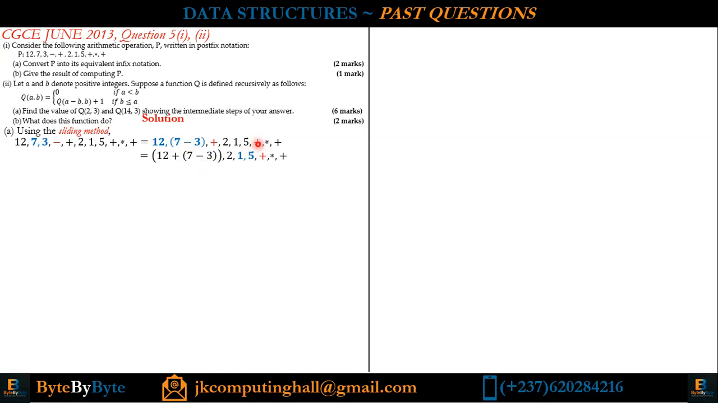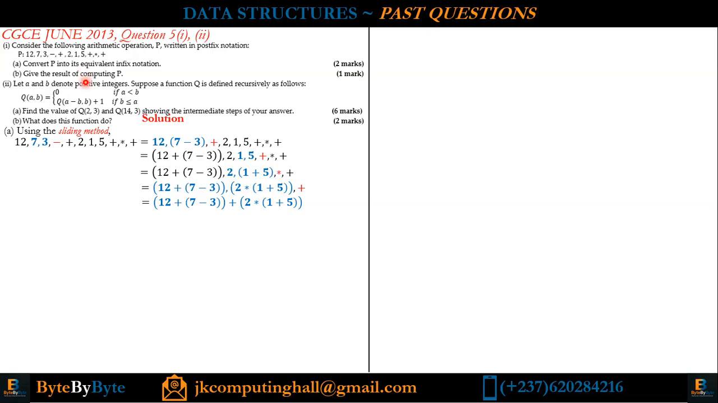Next, the sign now is plus, which goes with these two numbers. That's why you see them in blue. So when you operate these three, you're going to have 1 plus 5. After having 1 plus 5, now I have my multiplication, which is going to be operated on 2 and the result of 1 plus 5, which is what we get. Then I have the addition sign, which will be operated on this and this, giving the infix expression of P to be in bracket 12 plus in bracket 7 minus 3 plus in bracket 2 times in bracket 1 plus 5.